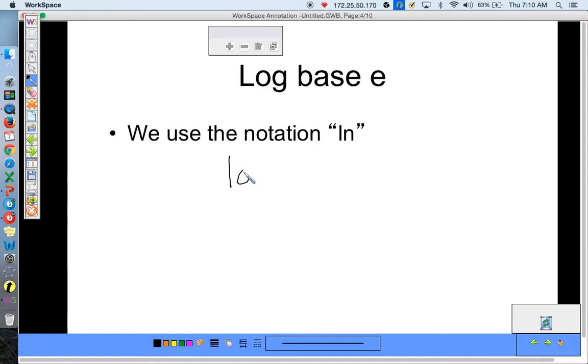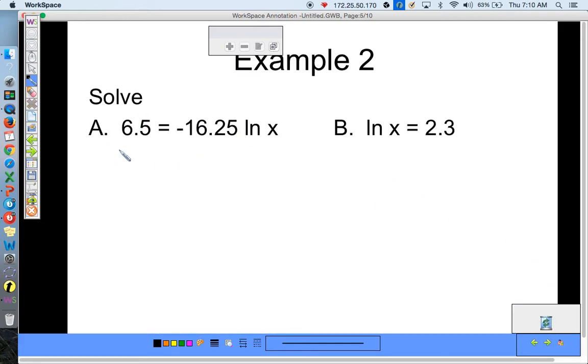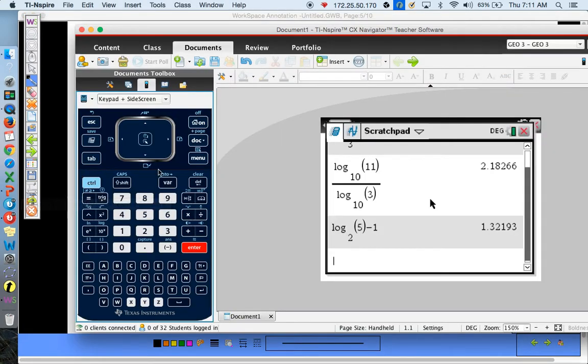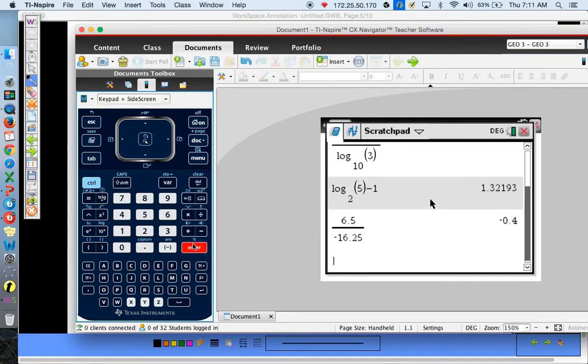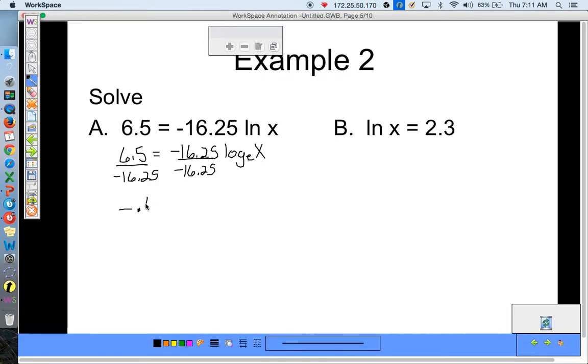So natural log, that's the same as log base e. And just like log base 10 occurs often, so does a base of e. So when you're first solving these, what I would do is I would first rewrite it with log base e of x, just to get used to it. So let's get our log by itself. So let's see, we got 6.5 divided by negative 16.25, negative 0.4.